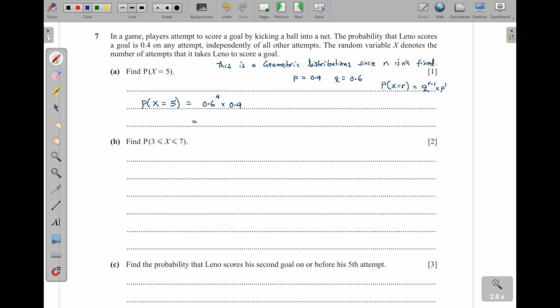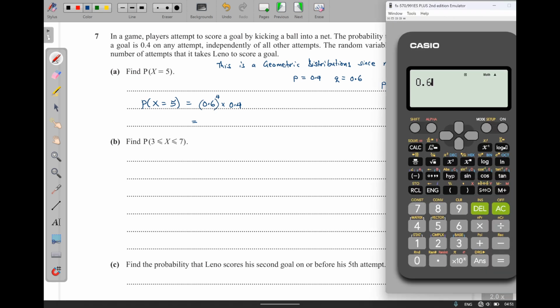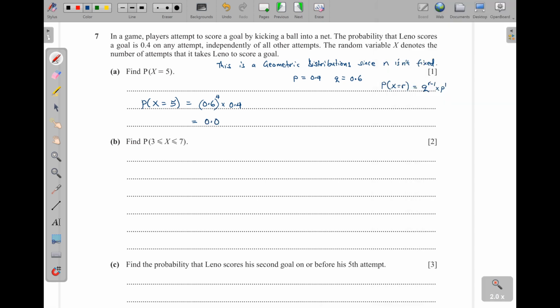So when we multiply this, what do we get? 0.6 power 4 then times 0.4. That is 0.05184. This one I will leave it like that because it is a terminating decimal. It is not a rounded figure, such that we write to 3 significant figures.